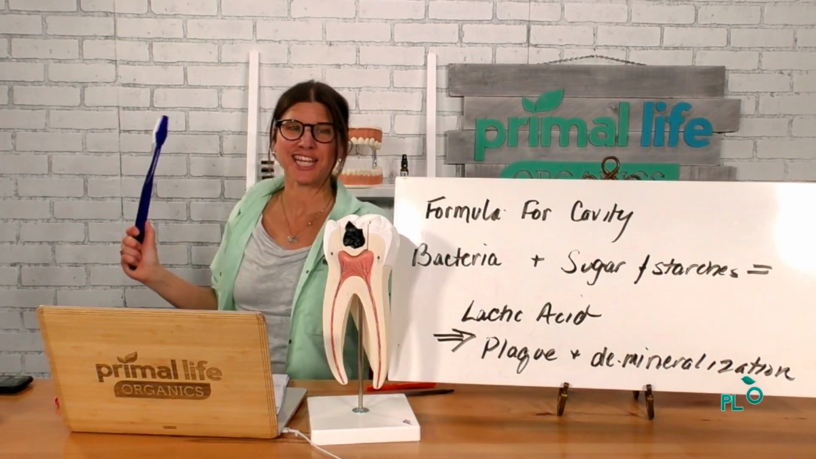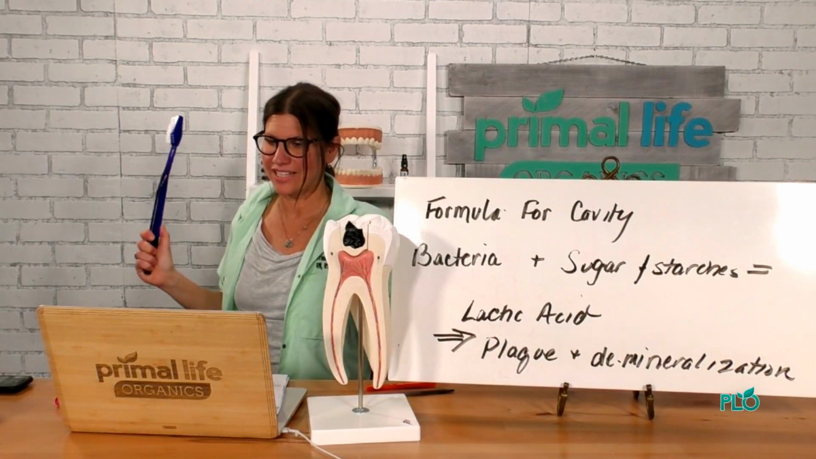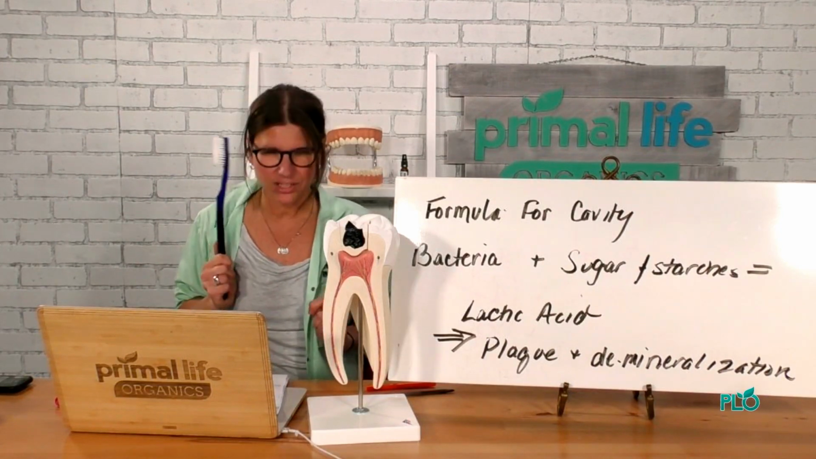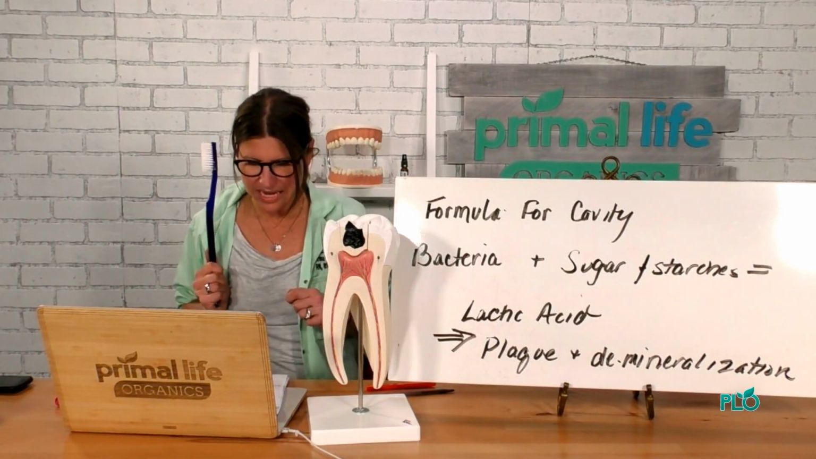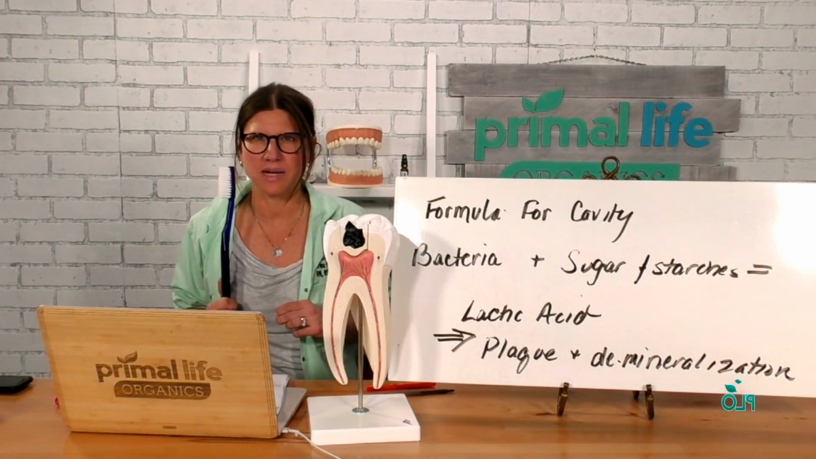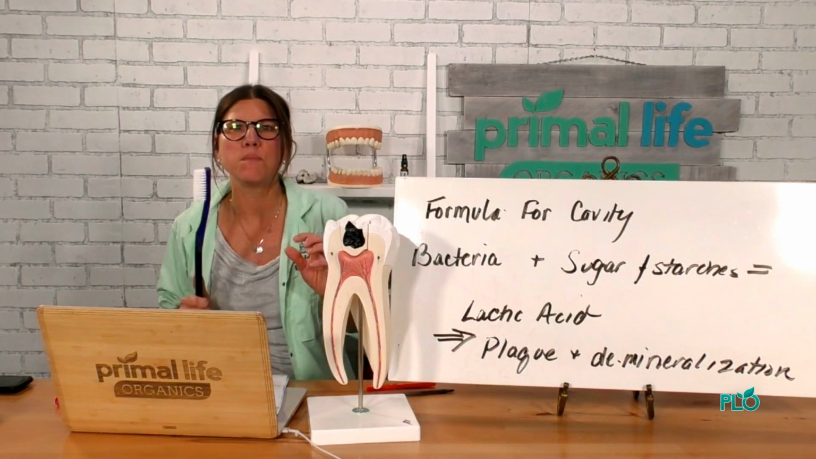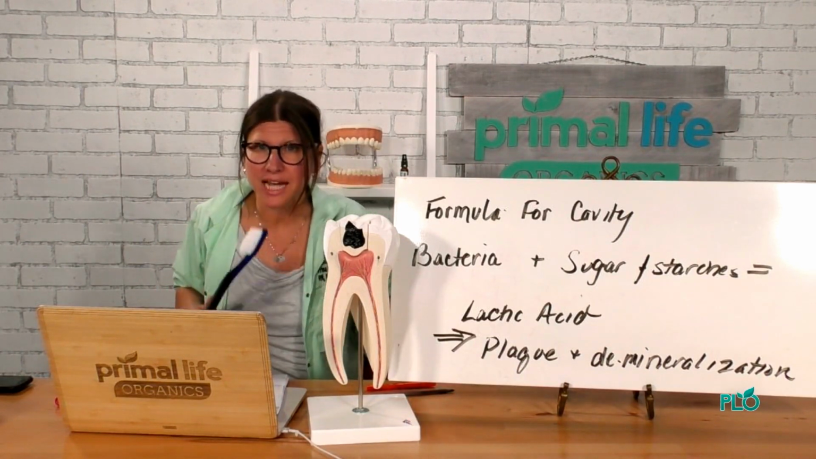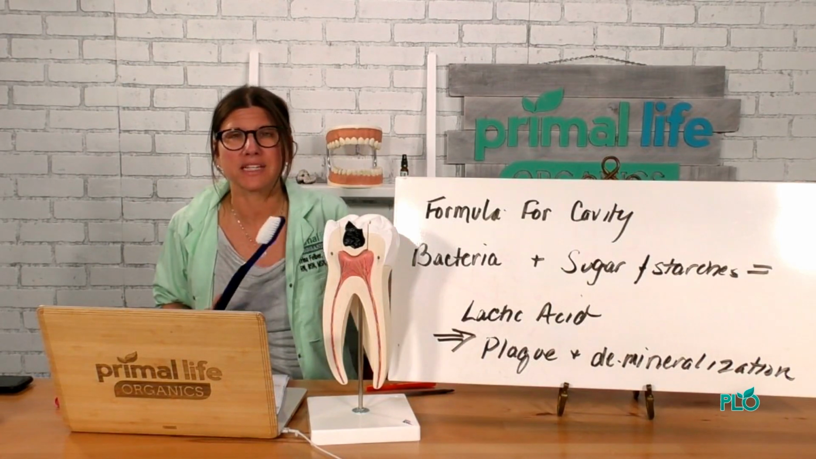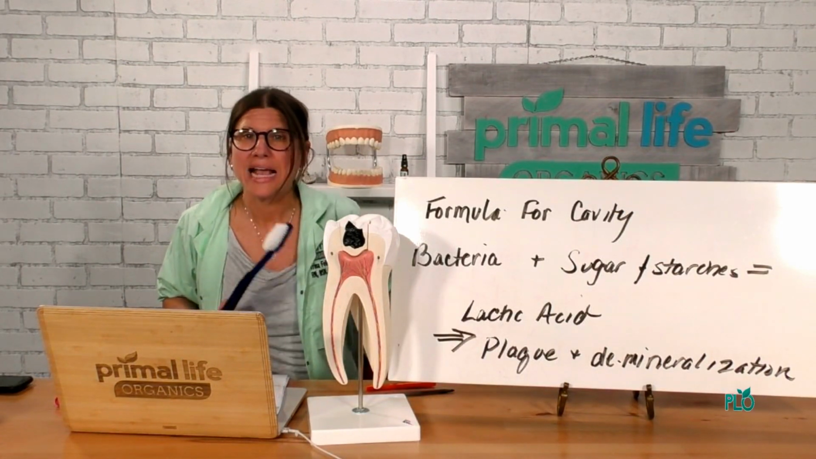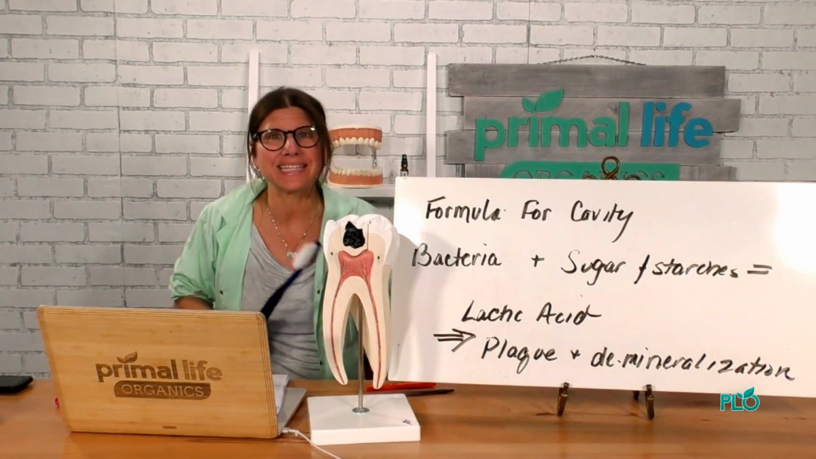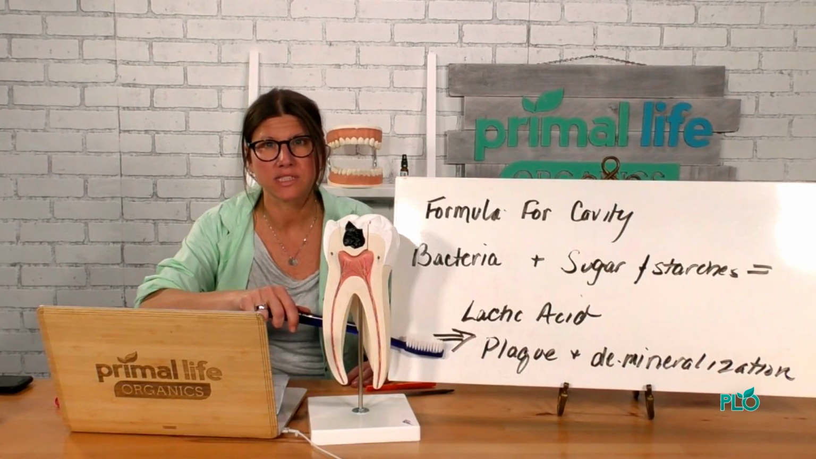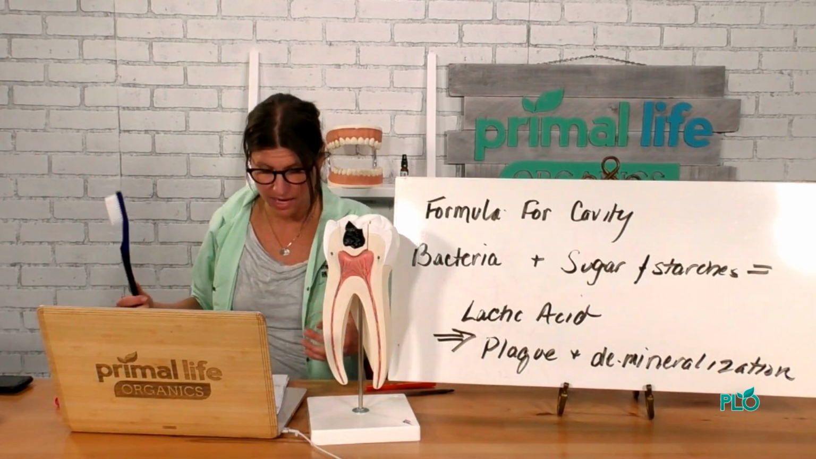What is a cavity? Let's define what a cavity is. All right, so here's the formula for a cavity. Bacteria plus sugar and starches equals a buildup of lactic acid in your mouth. So basically your mouth likes to be more neutral or alkaline. That's where it really needs to be. But because of our diet, because of the things that we put in our mouth, because of the things that our mouth is exposed to, it ends up being more acidic, which then leads to the lactic acid buildup and then the plaque and demineralization, which then leads to the gum disease and the cavities.